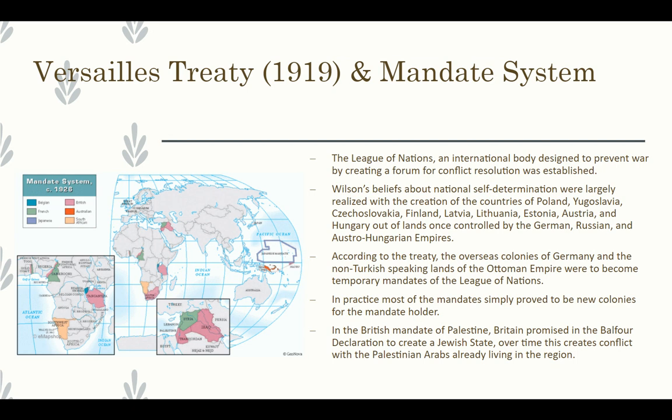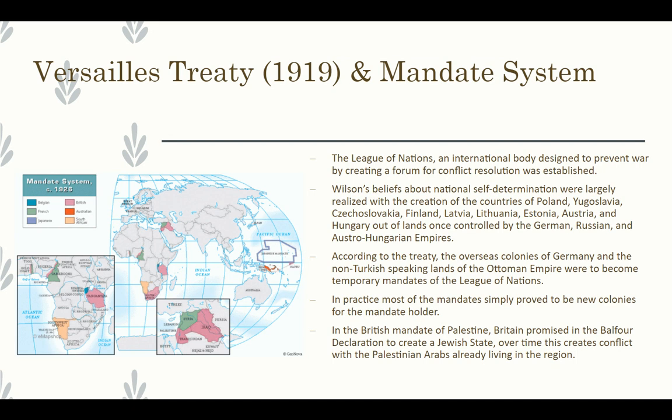Russia lost territory, guys, don't forget, because they withdrew from the war in 1917 with the Treaty of Brest-Litovsk. In theory, Wilson's calls for decolonization were heard with the creation of a mandate system. Again, in theory. According to the treaty, the overseas colonies of Germany and the non-Turkish speaking lands of the Ottoman Empire were to become temporary mandates of the League of Nations.